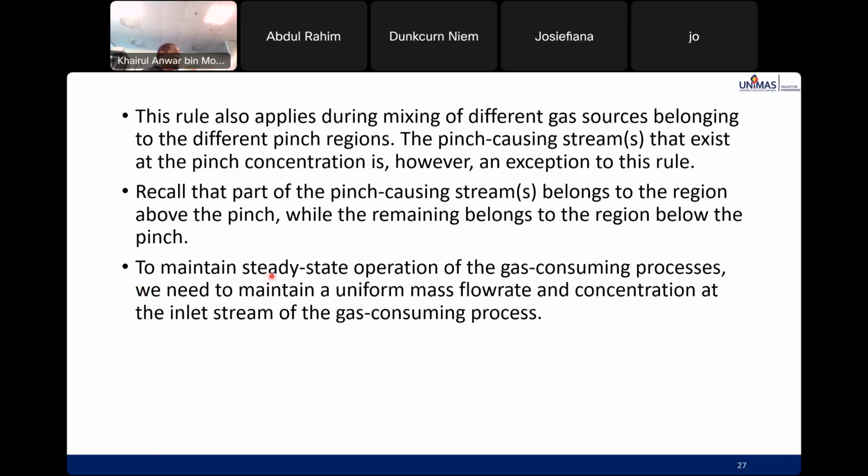To maintain steady state operation of the gas consuming processes, we need to maintain a uniform mass flow rate and concentration at the inlet stream of the gas consuming process. Unlike water, it can be manipulated.